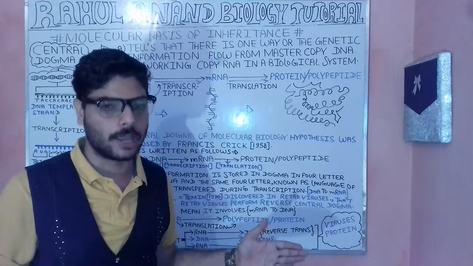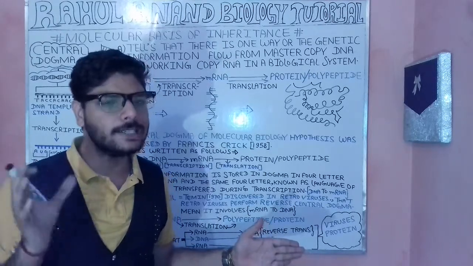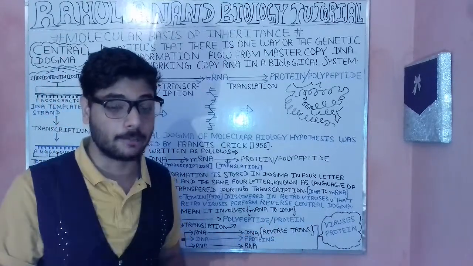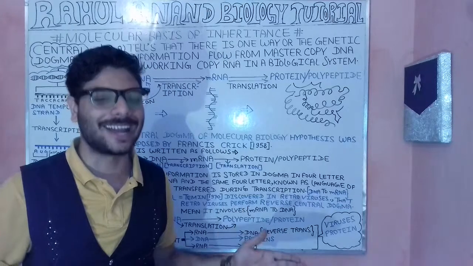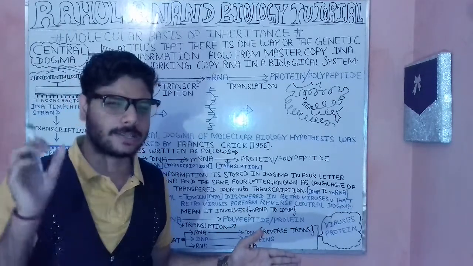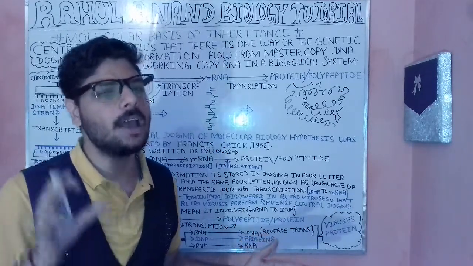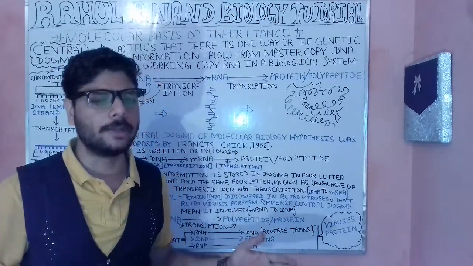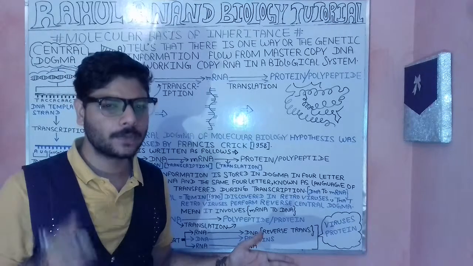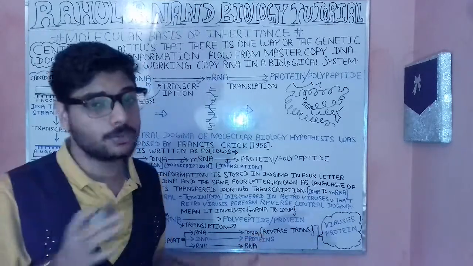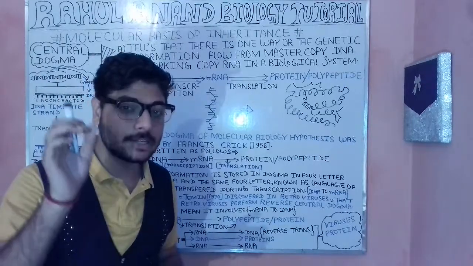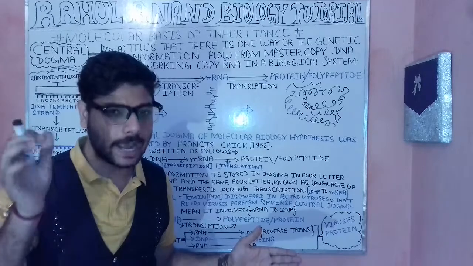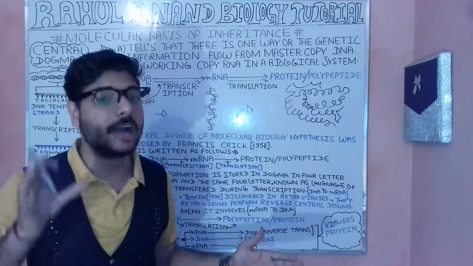The helical pitch is 34 angstrom. In these we have the nitrogenous bases: adenine, thymine, guanine, and cytosine. Adenine is attached to thymine by two hydrogen bonds, and guanine is attached to cytosine by three hydrogen bonds.